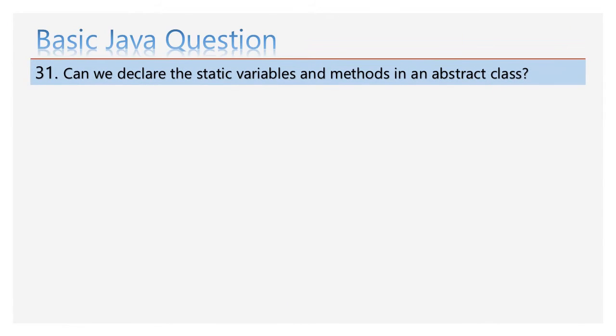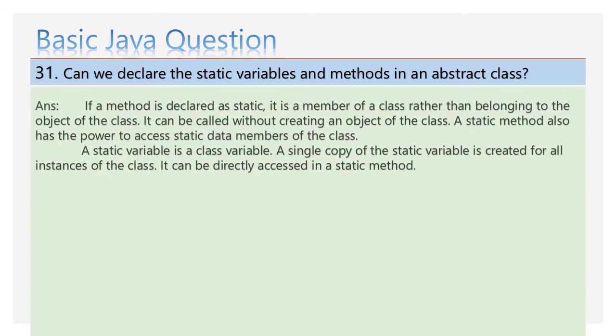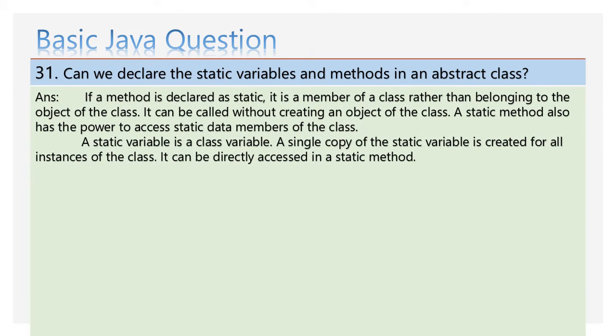Can we declare static variables and methods in an abstract class? If a method is declared as static, it is a member of the class rather than belonging to an object of the class. It can be called without creating an object of the class. A static method also has the power to access static data members of the class.